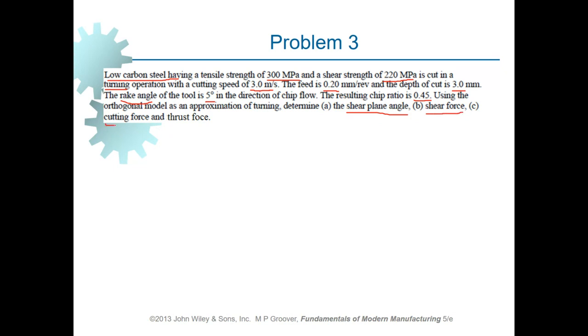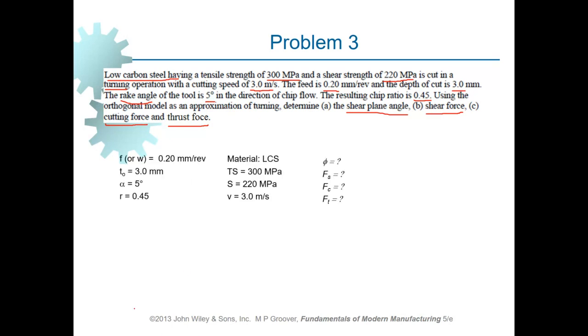And in part C, we've got to compute cutting force Fc and thrust force Ft. Okay, let us summarize what is provided. We are provided with the type of operation, which is turning. Feed is given, depth of cut is given, rake angle, chip ratio, the type of the material, which is low carbon steel, tensile strength, shear strength, cutting speed. What we need to compute is shear plane angle, or phi, shear force, or Fs, cutting force Fc, and also thrust force Ft. These are the ones to be computed in this problem.